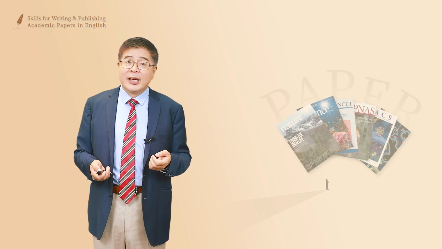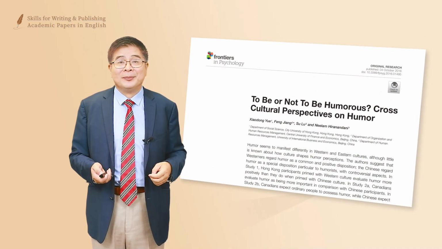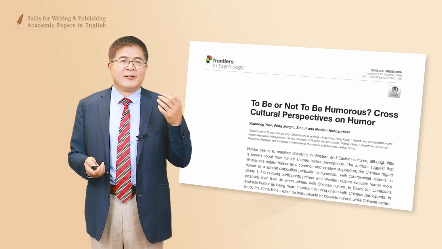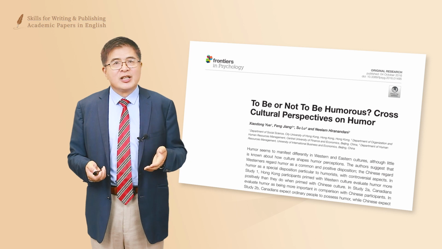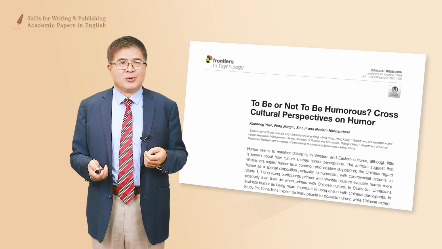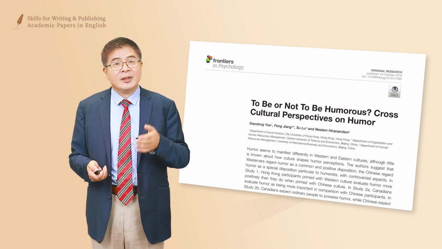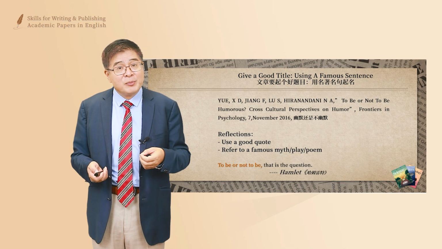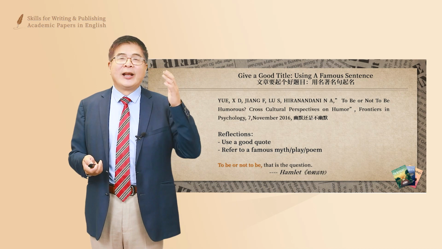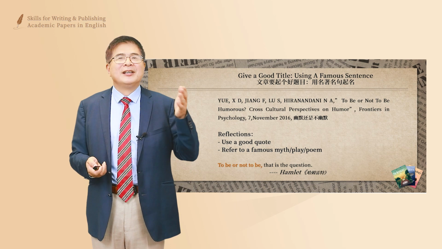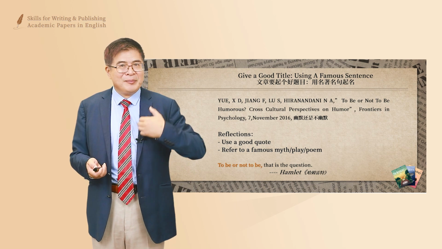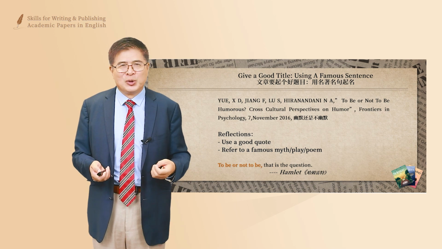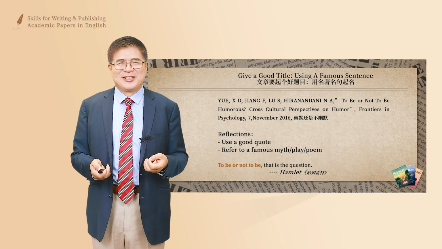The next advice I want to give you is give a good title. You can do this by using a famous sentence. First, "To Be and Not to Be Humorous." Where did I get this? I got this from Shakespeare's play, Hamlet. To be or not to be, that is the question. So when I wrote "To Be and Not to Be Humorous," the editor liked my title because it posed a real question, a philosophical question, a cultural question for the Chinese.